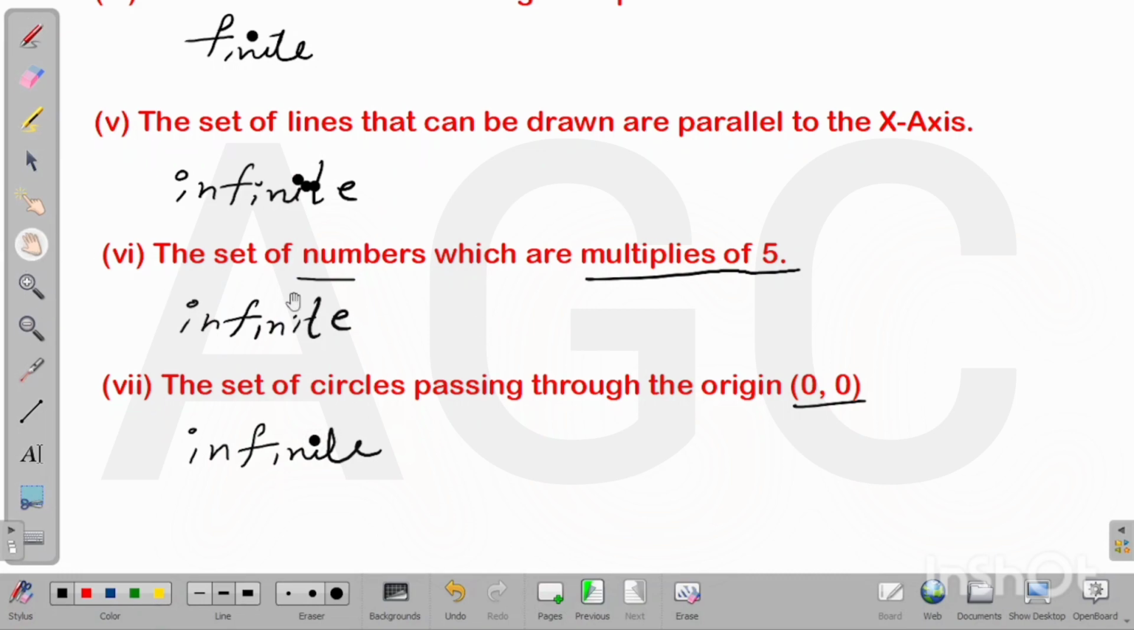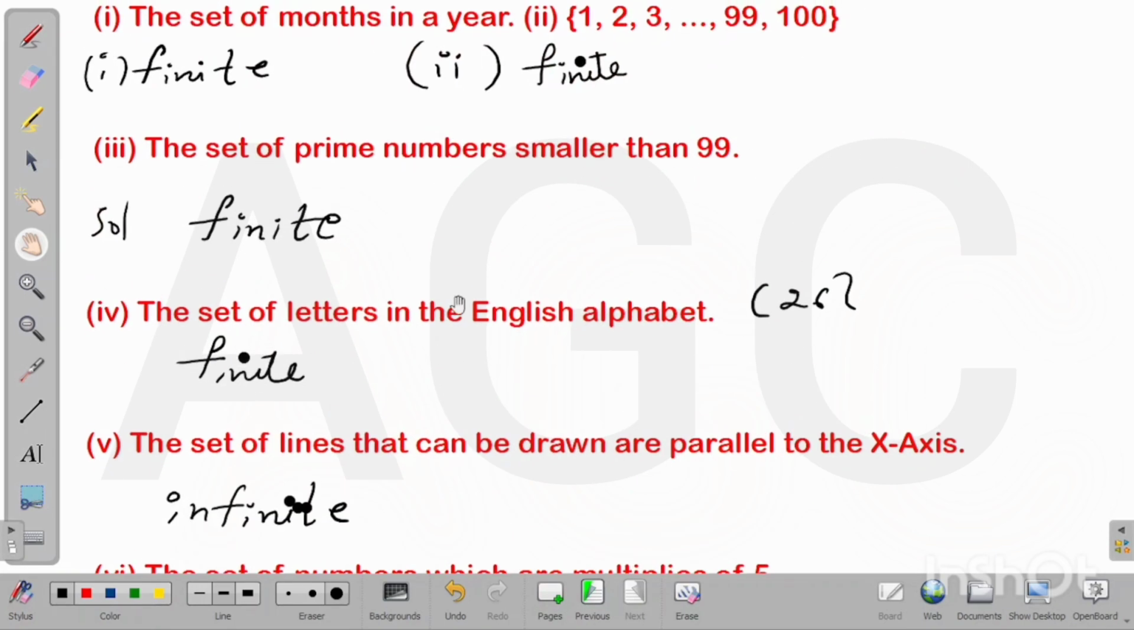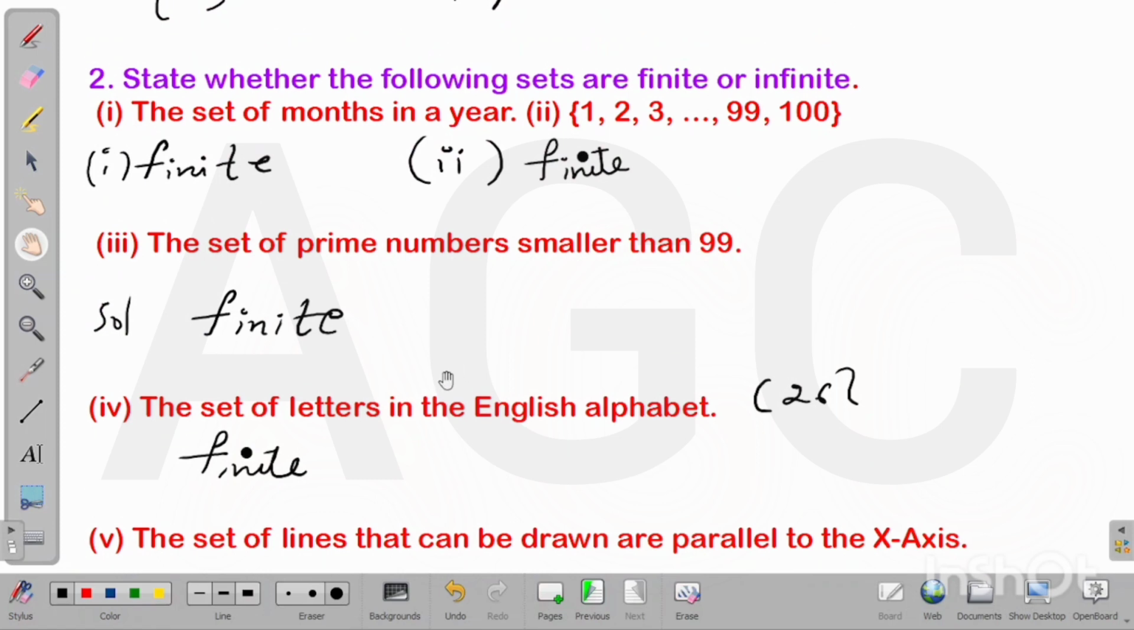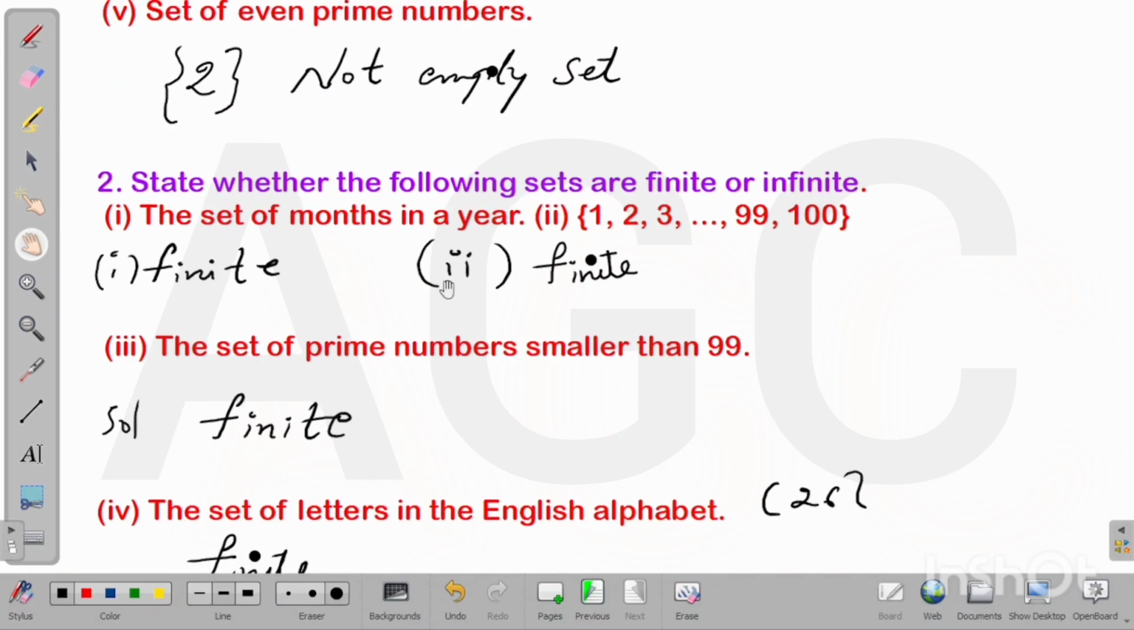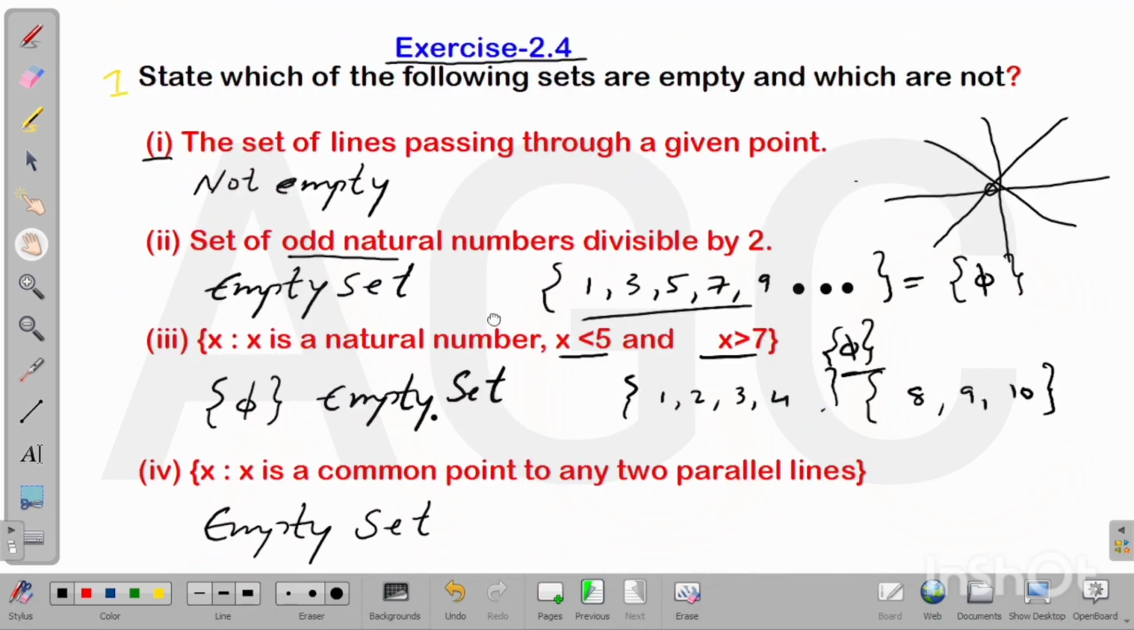So did you get clarity about what is finite and what is infinite? Finite means there is a possibility to list the elements in the set, whereas for infinite there is no possibility. So we cannot list the elements. Such types of sets are called infinite sets. So this is about your exercise 2.4.